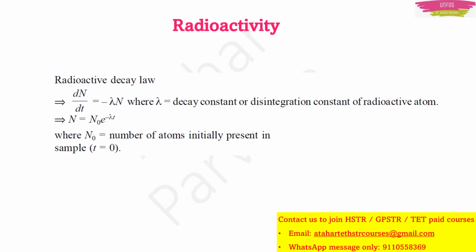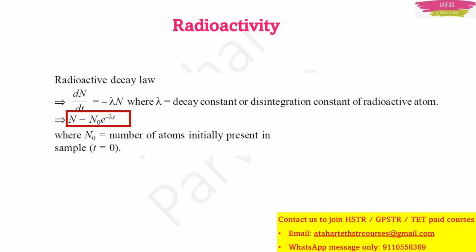Now let's talk about the radioactivity decay law. Decay law means one law was given. That law gave you the rate of decay, meaning the speed of the decay of radioactivity. Here dN by dt is equal to minus lambda N. Here lambda is the decay constant or disintegration constant of the radioactive atom. Don't worry about this formula. The other formula is N equals N naught e to the power minus lambda t. This, if you remember, is more than enough. Don't worry about dN by dt.